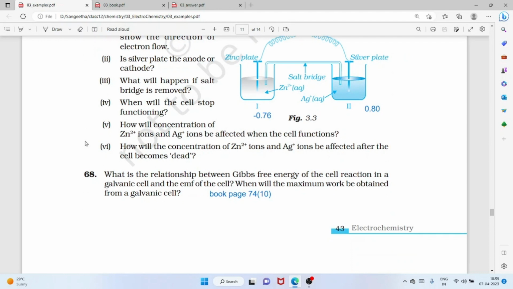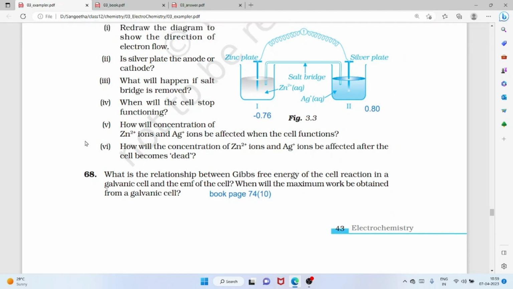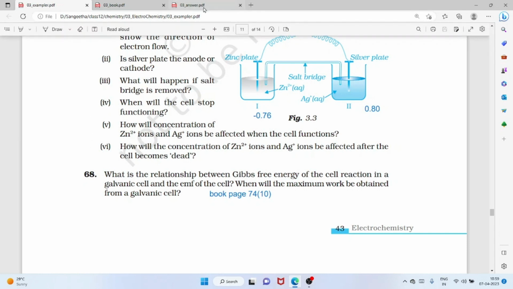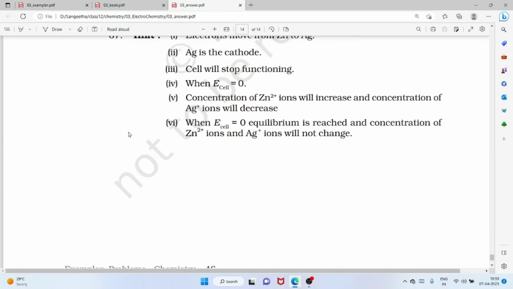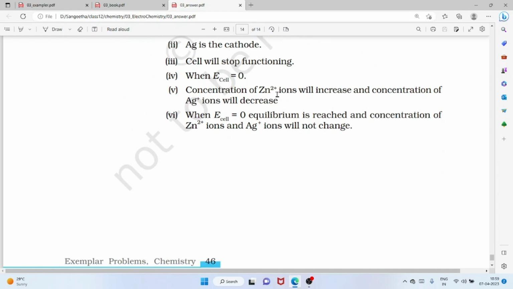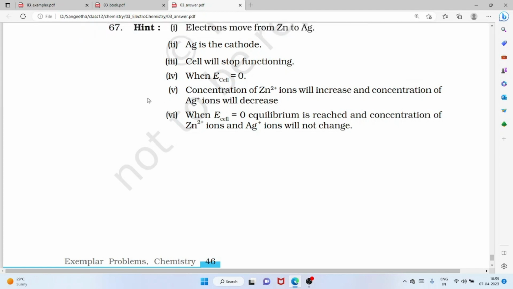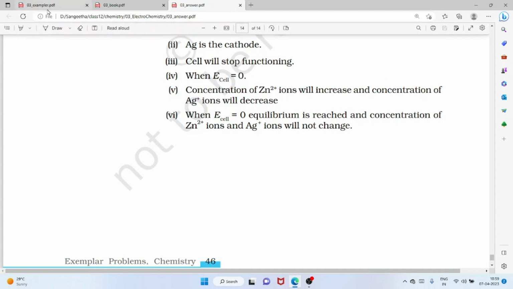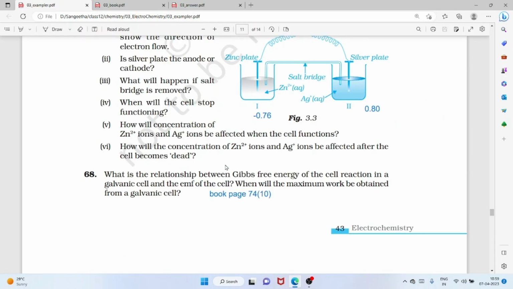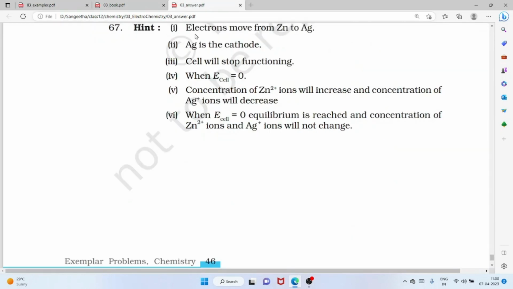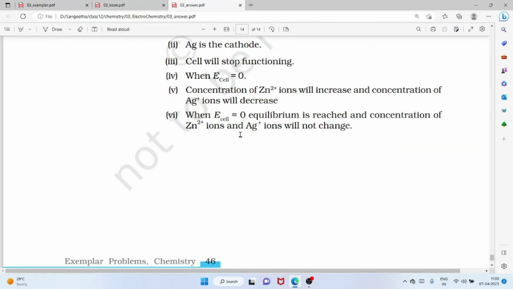How will the concentration of zinc and silver ions be affected when the cell functions? The concentration of zinc ions will increase and the concentration of Ag plus ions will decrease. How will the concentration of zinc ions be affected after the cell becomes dead? It will not change. Once equilibrium is reached, the concentration will not change.